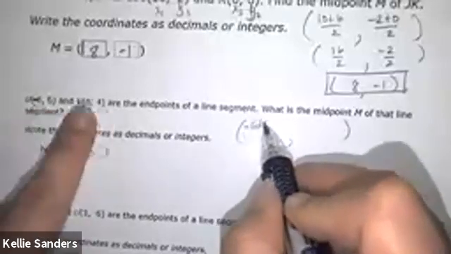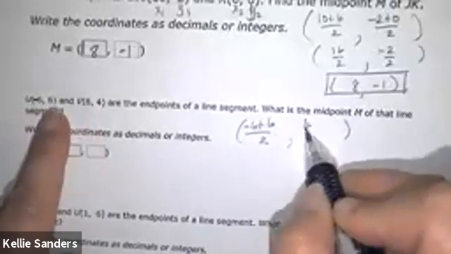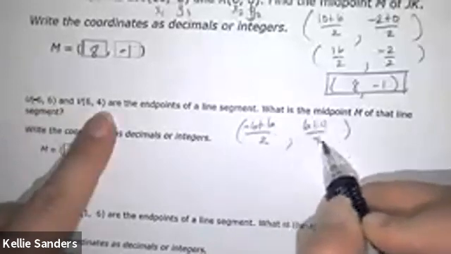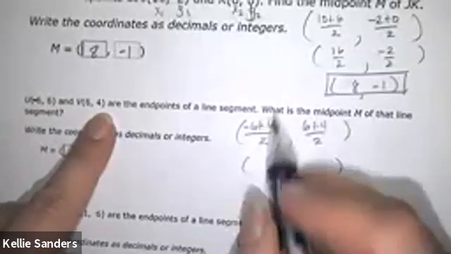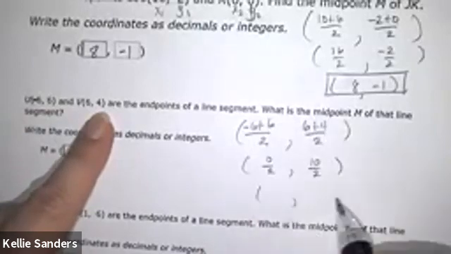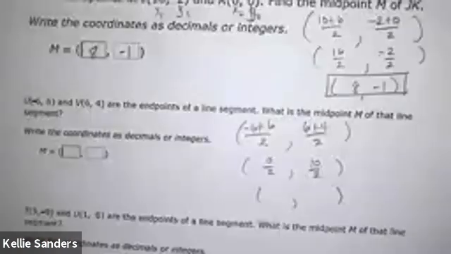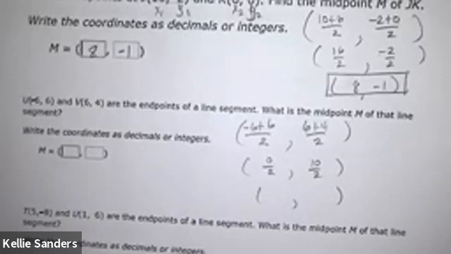Negative 6 plus 6 divided by 2. Positive 6 plus 4 divided by 2. Negative 6 plus 6 is 0. 6 plus 4 is 10. If you don't know if that's 0 or if that is undefined, because in Algebra 1 you should have seen undefined a couple of times.